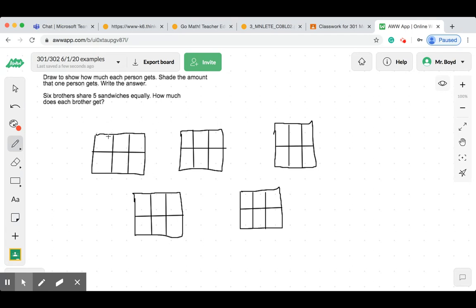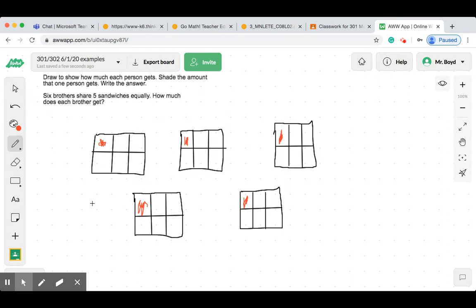So there's 6 brothers and 5 sandwiches. I broke each sandwich into 6 equal parts. I'm going to shade in 1 part of each sandwich. That's how much one brother is going to get. So I shaded in how many parts there are in each sandwich.